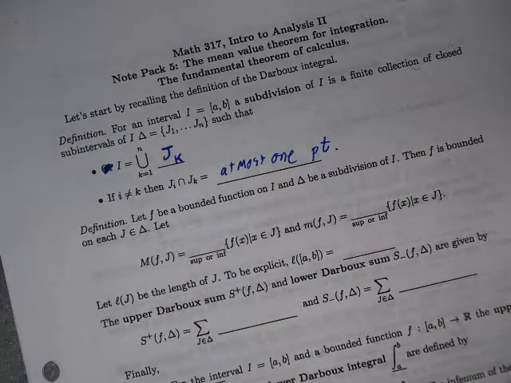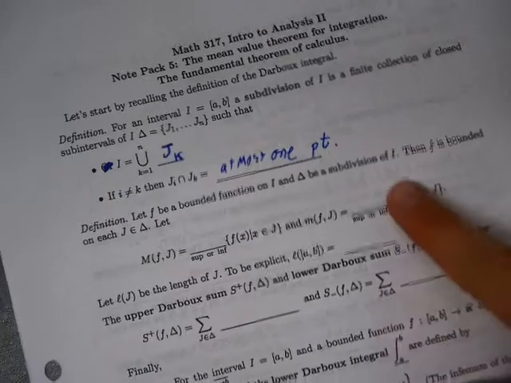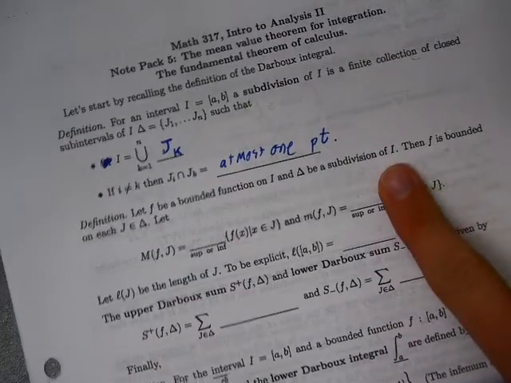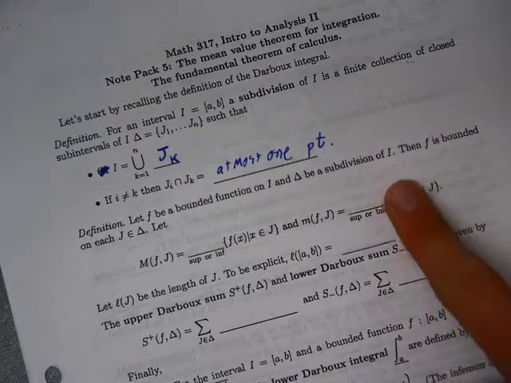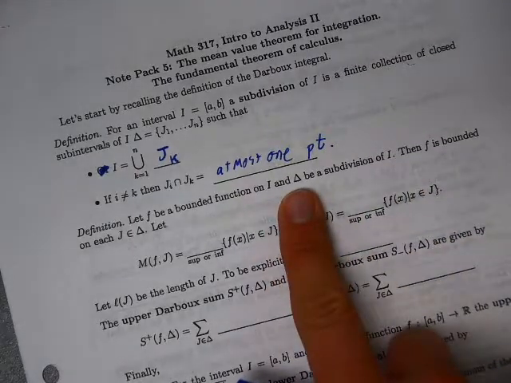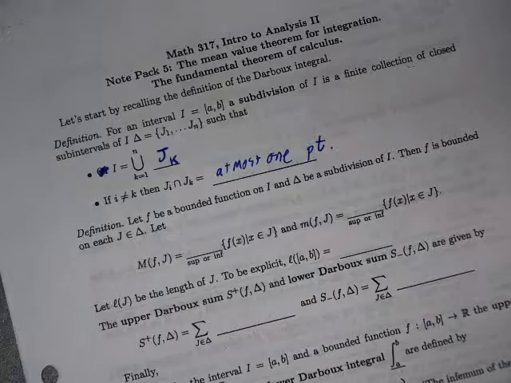Let's let f be a bounded function. So I'm going to try to remember what the definition of the Dirichlet integral is. How did we define it? We defined it in terms of these upper and lower sums, which in turn were defined in terms of these little m's and big M's. So let's let f be a function, and delta be a subdivision of I. Then f happens to be bounded on each of those J's because it was bounded on the whole I.